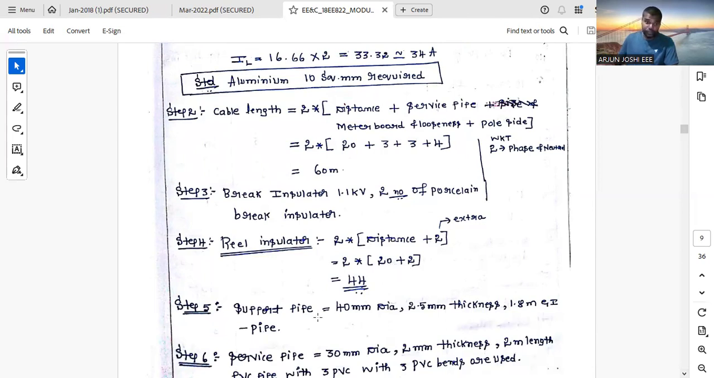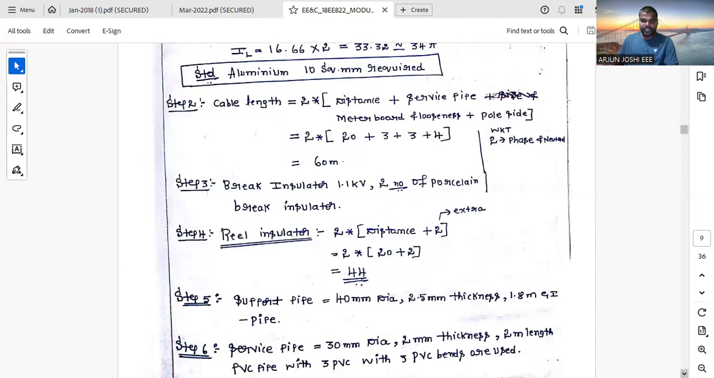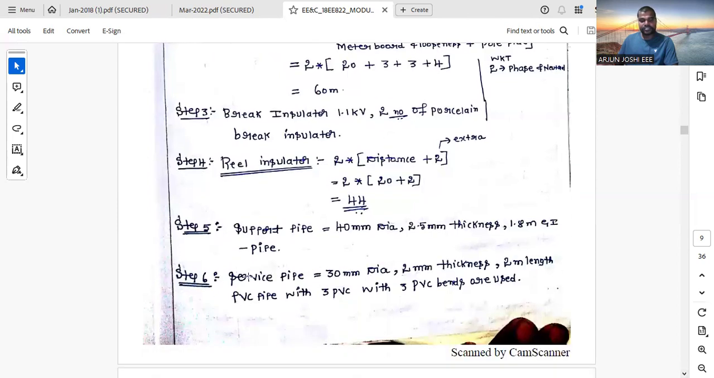Step 5, supporting pipe. Supporting pipe is 40 mm dia, 2.5 mm thickness, 1.8 meter GI pipe. We can find this supporting pipe at the house side. Step 6 is the service pipe. The service pipe diameter should be less than the supporting pipe. PVC pipe, 30 mm diameter, 2 mm thickness, 2 meter length PVC pipe, with 3 PVC bends used.